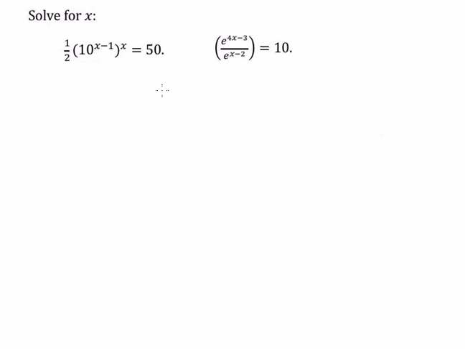Hello everybody, so today I will talk about calculus. The topic today is about exponentials. So now I will show you the technique.